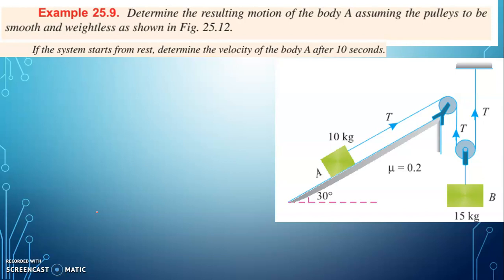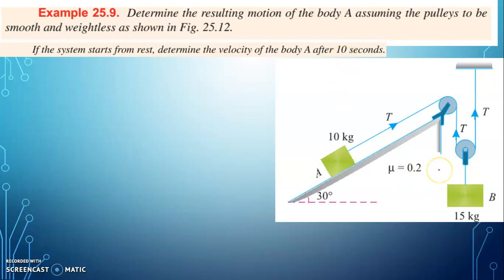As you can see in the figure, one body is resting on an inclined surface and another body is hanged by a pulley. So we'll read the question. Determine the resulting motion of the body A, assuming the pulleys to be smooth and weightless as shown in figure. If the system starts from rest, determine the velocity of the body A after 10 seconds. Here it is marked body A. So we have to calculate the acceleration of the body A.